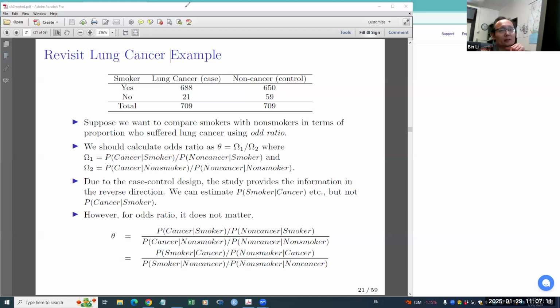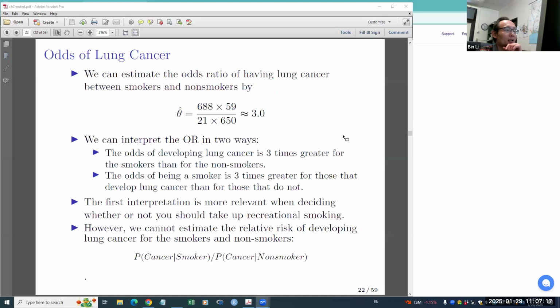And how do we interpret? That's very important. Make sure you know how to interpret the odds ratio. So here the odds ratio is about 3. We can interpret in 2 ways. And you may ask why we can interpret in 2 ways. Remember, odds ratio doesn't depend on X and Y. X and Y can change. So that's why odds ratio can always be interpreted in 2 different ways. One is based on the odds of X, one is based on the odds of Y. You see that? Because X and Y are interchangeable.